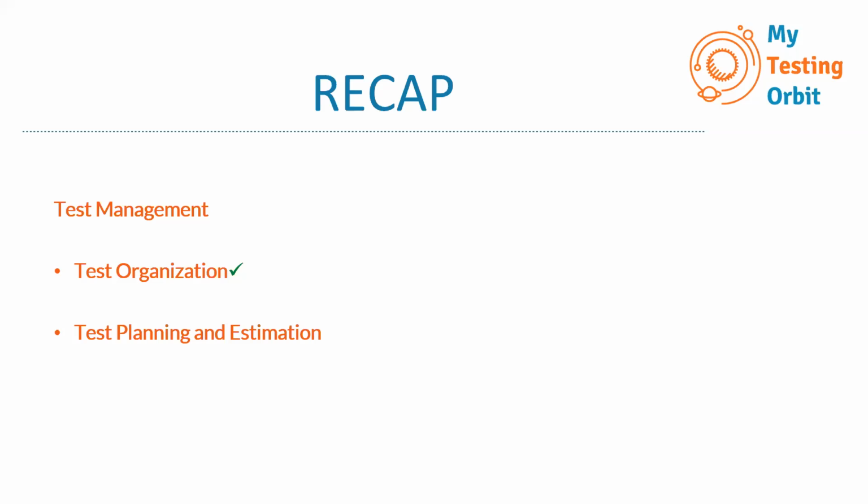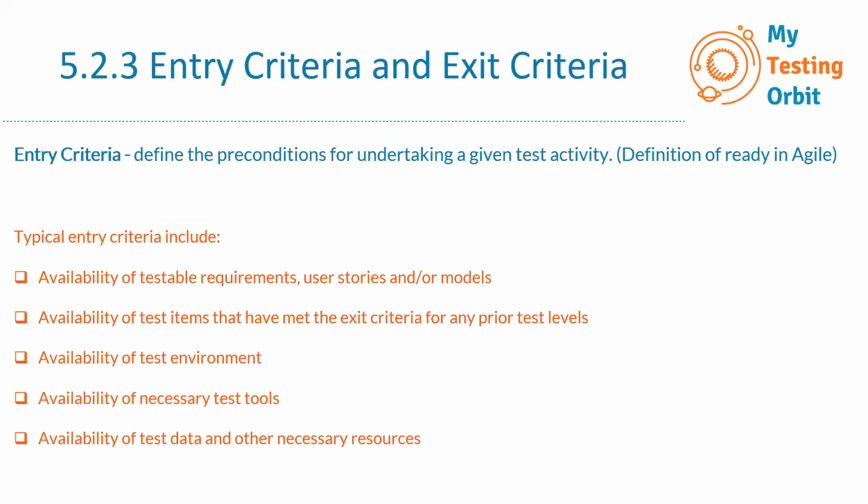Moving on, now we will learn about the entry and exit criteria. This is the continuation of test planning and estimation. First of all, let's understand what entry criteria is. As the definition states, it defines the preconditions for undertaking a given test activity. In sequential projects, the term used is entry criteria, but in Agile, the same concept is termed as definition of ready.